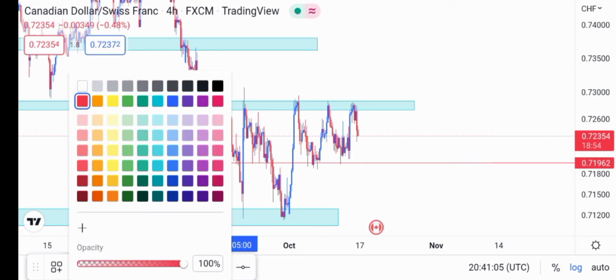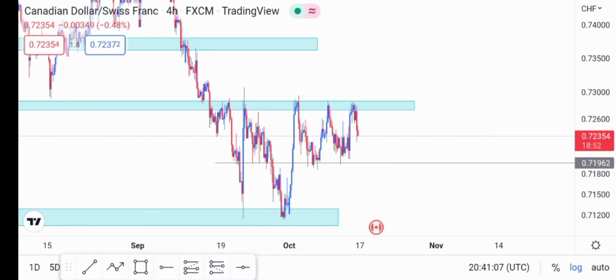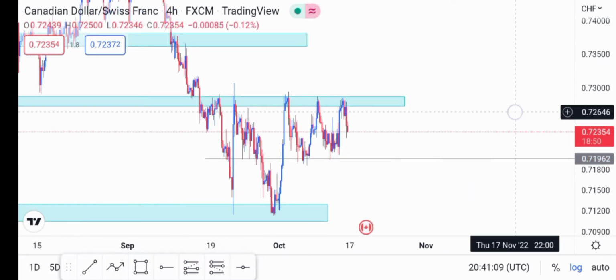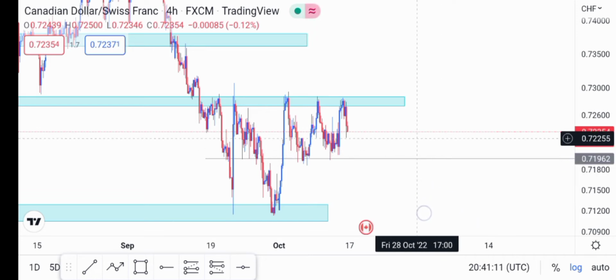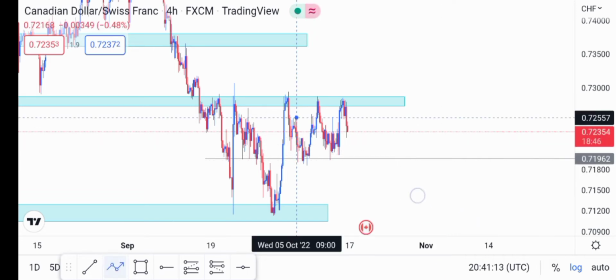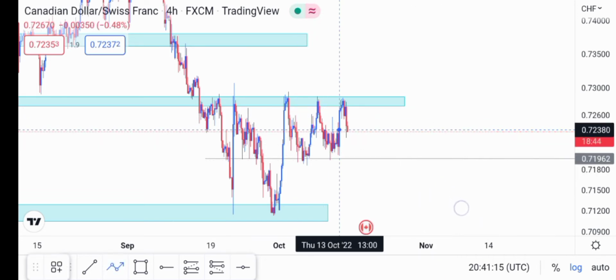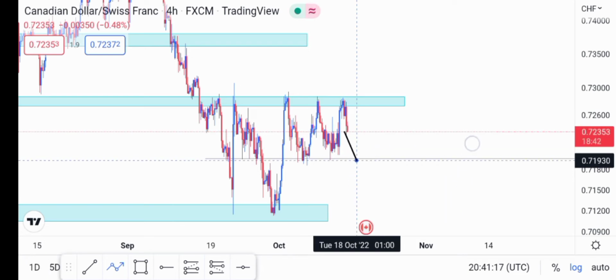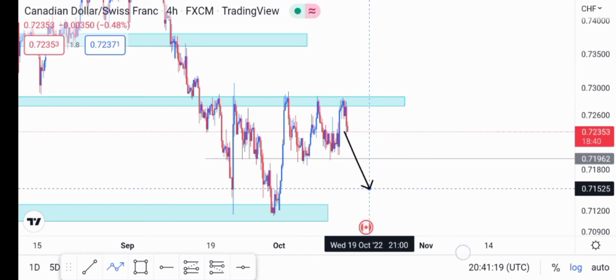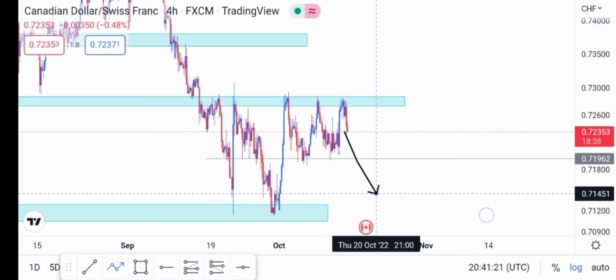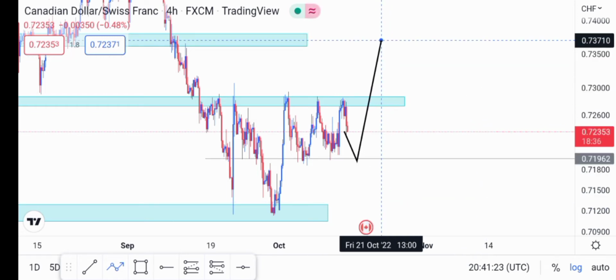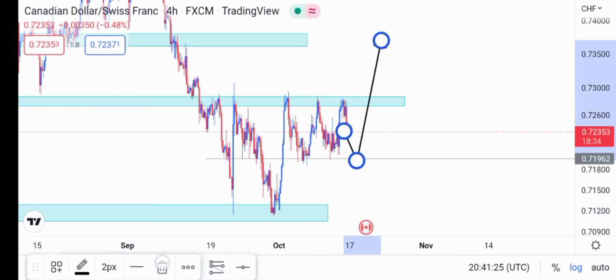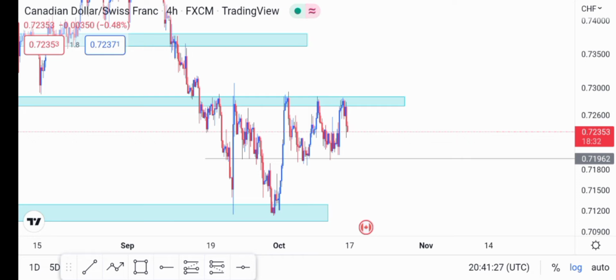Let's change the color to gray. Okay, so this level here is respected. So currently the market could have a possibility of pushing to this area here before pushing to the upper side or before continuing to this area here. But remember, we are anticipating a push to the upper side on this pattern right over here. All you have to do is be patient with the markets.